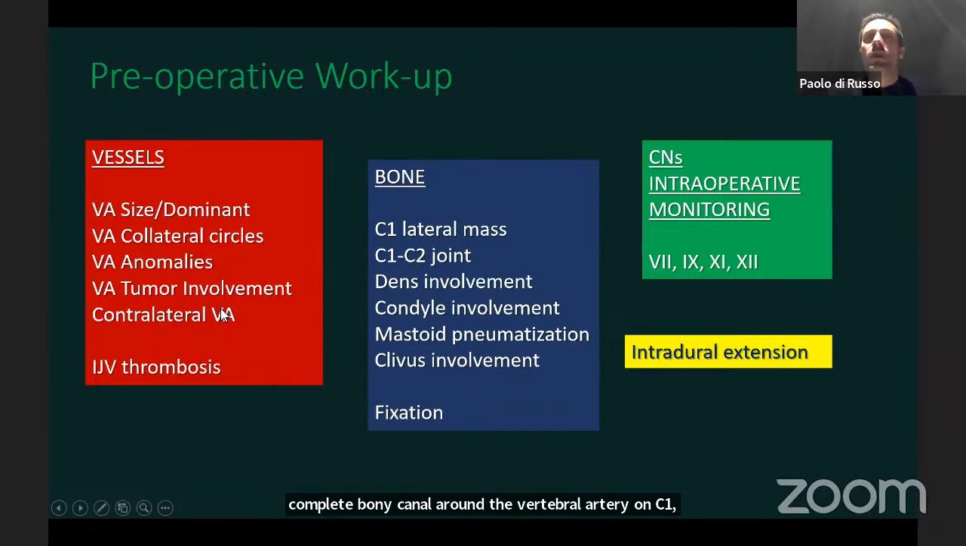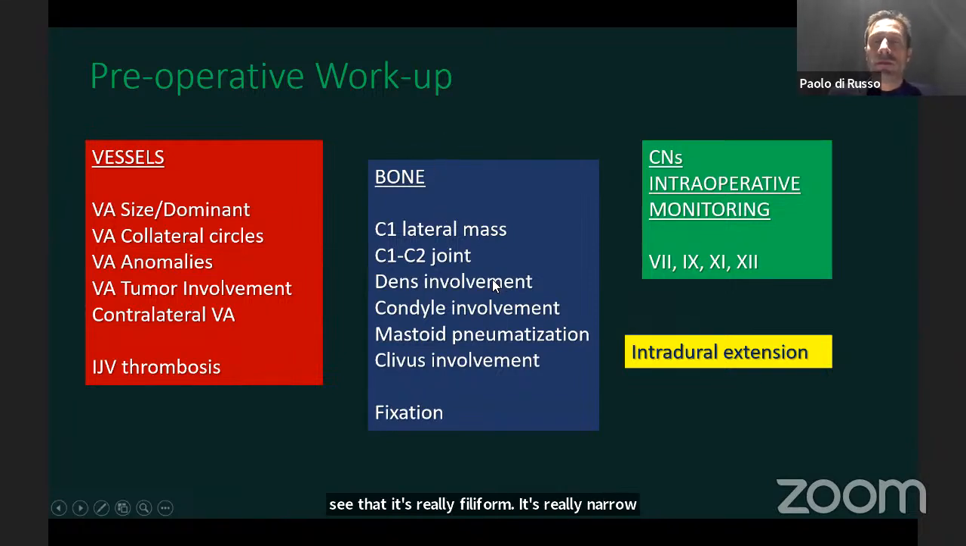Another important thing to be aware of is the eventual presence of a thrombosis of the internal jugular vein. It may happen because of the presence of the tumor. So you go there to identify the internal jugular vein, and you see that it's really filiform, it's really narrow.